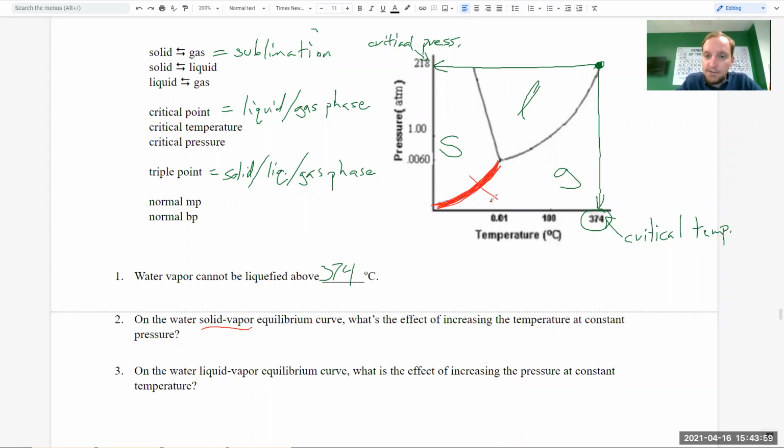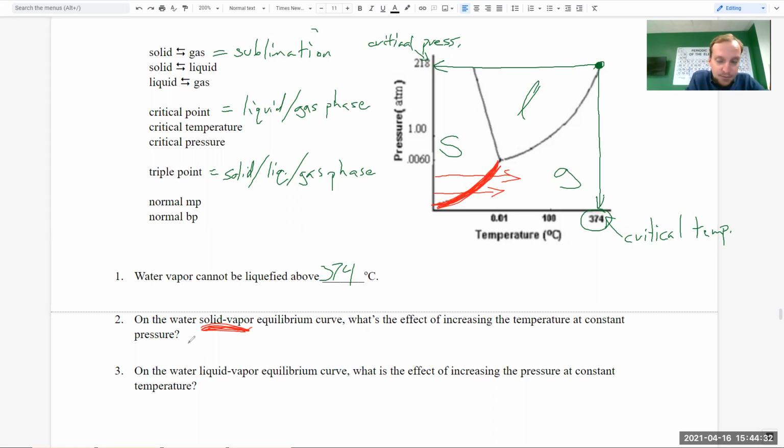Again, if I go this way, that's called sublimation. If I go this way, that's called deposition. Either way, we're looking at the red part of the curve because again, that is the solid vapor equilibrium curve. What's the effect of increasing the temperature at constant pressure? So if I go at this temperature and I go to the right, it will go into the gaseous phase. If I stay at this temperature and I go to the right, it will still go into the gaseous phase. Okay, so that's going to go to the gaseous phase again.